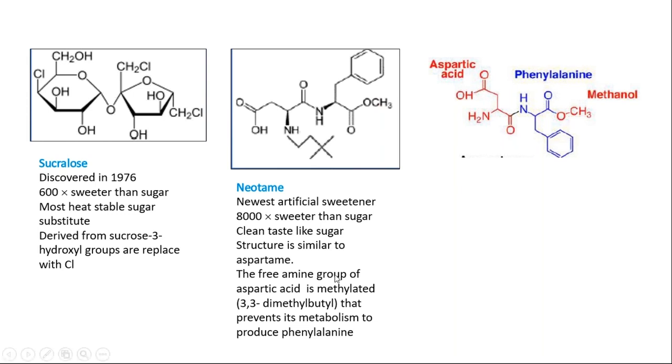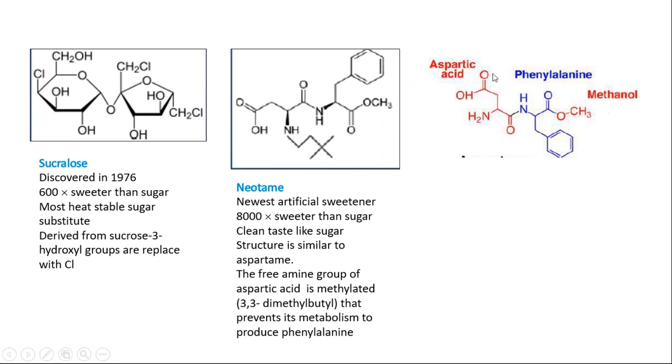Then we have another peptide which is neotame, which is very similar to aspartame. This was synthesized as an alternative to aspartame to be made available for phenylketonurics. This is about 8000 times sweeter than sugar. It has a very clean taste like sugar. Structure is very similar to aspartame.